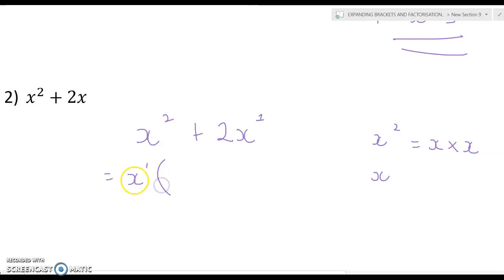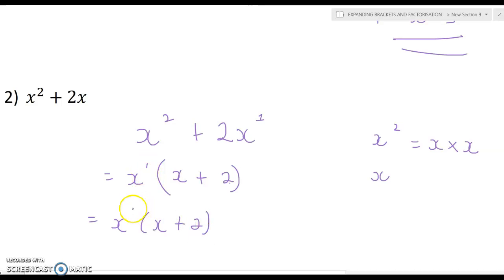Put your brackets now. So x times what to give me x squared? X times x, right? Plus x times what will give me back 2x? X by 2 will give me back 2x. And you can just write it as x.